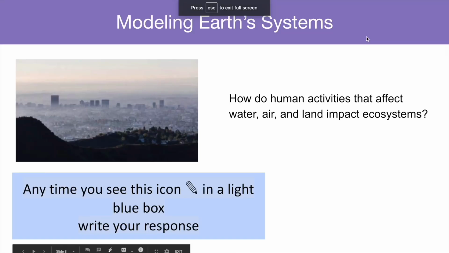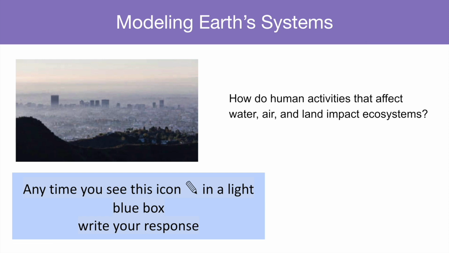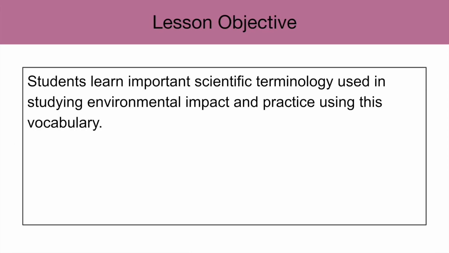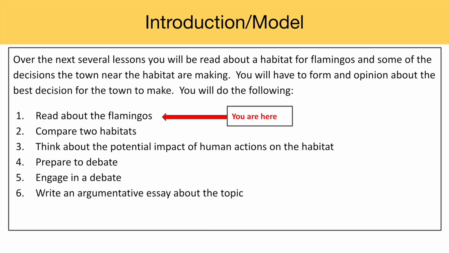Welcome back. In this lesson, we're going to focus on the following question. How do human activities that affect water, air, and land impact ecosystems? Lesson objective. Students learn important scientific terminology used in studying environmental impact and practice using this vocabulary.